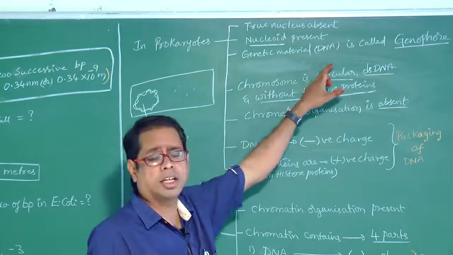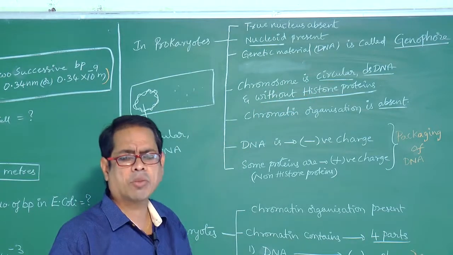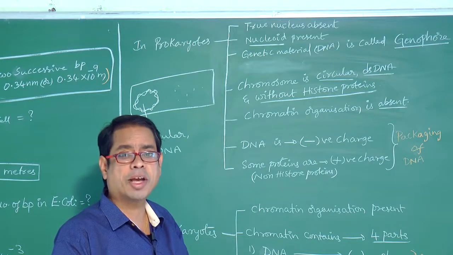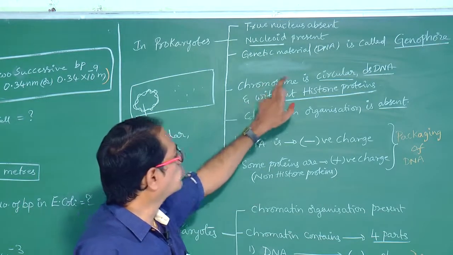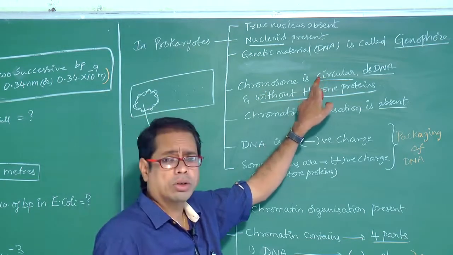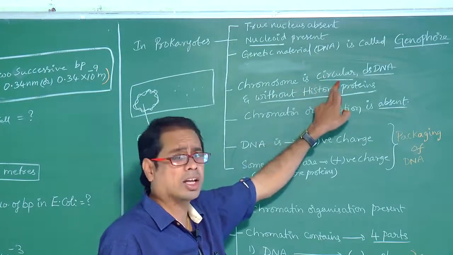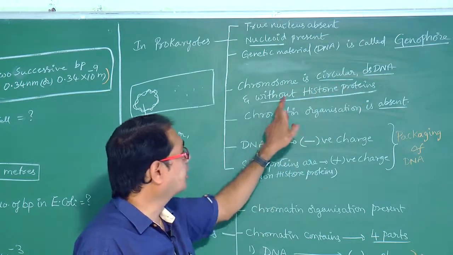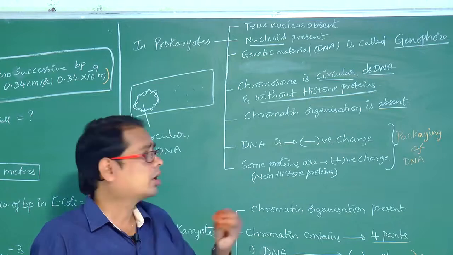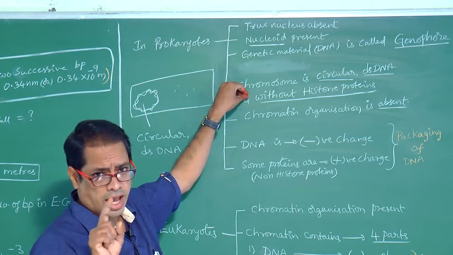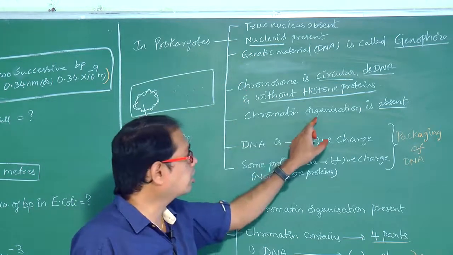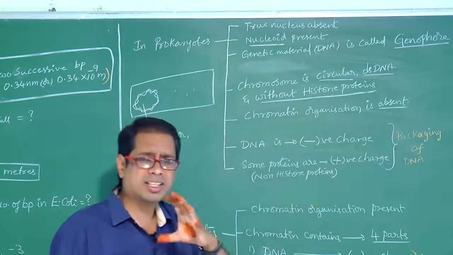The genetic material is called the genophore. Number of genophores in each bacterial cell is 1. Number of chromosomes in each bacterial cell is 1. The chromosome is circular, don't say linear. The chromosome is circular, double stranded DNA and without histone proteins. So this chromosome has only DNA and is without histone proteins. Chromatin organization is absent.